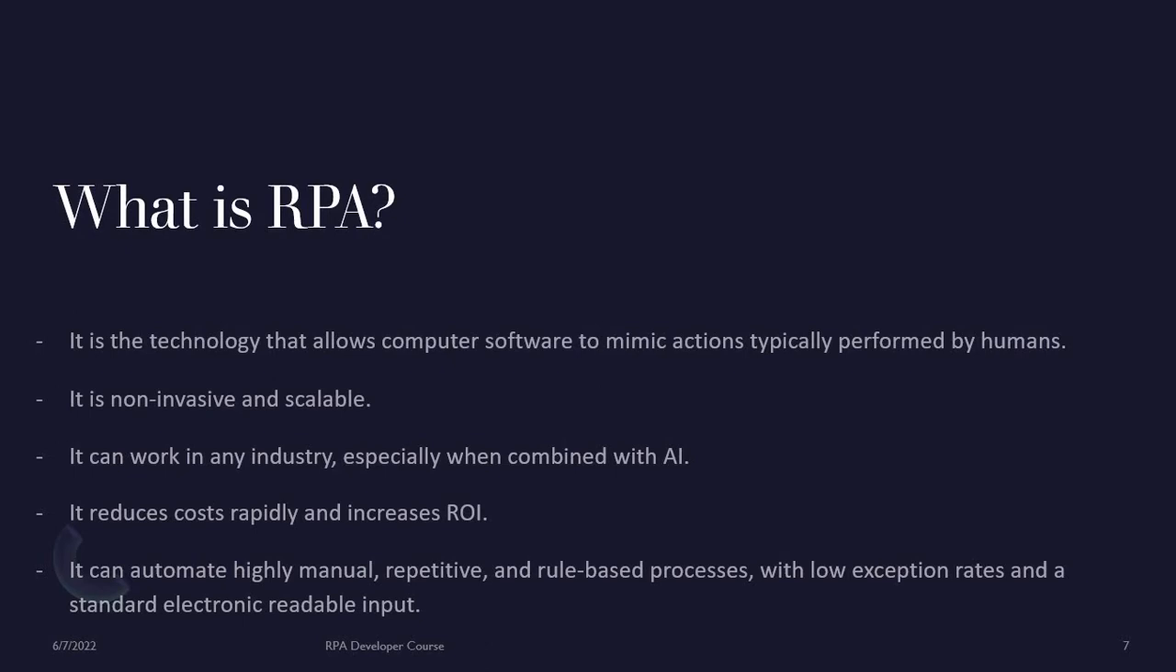Next point is that by using RPA, companies are getting one more benefit: it is reducing the cost for the company rapidly, and it is increasing the ROI. How it is doing that, I will tell you. For example, if a company has 10 employees doing one process, the cost of the 10 employees is, for example, 10 lakhs. If they get one RPA license and automate the process, one robot can do the work of three people, because one robot can work for 24 hours.